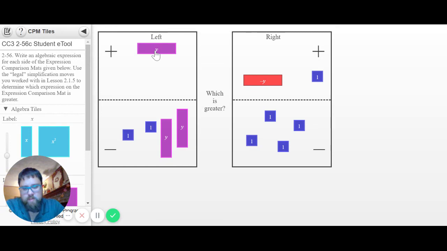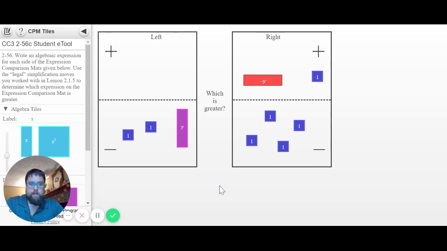Up here you have a positive y. It looks like you have two positive y's down here, but you need to look where they're living. They live in the negative area. So that's actually a negative y right here. So you could take this tile with this tile, or whatever y you choose. Okay, that's another zero pair.